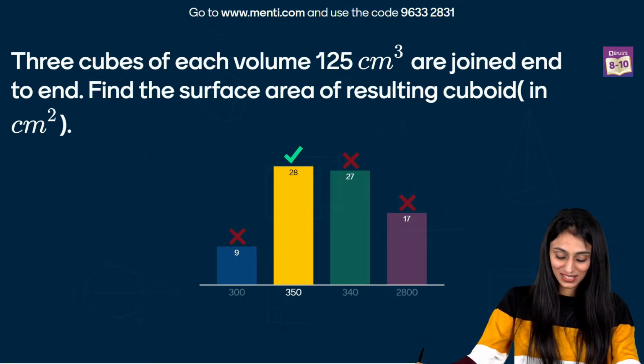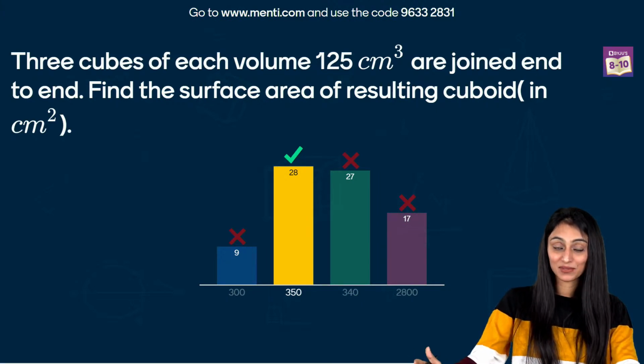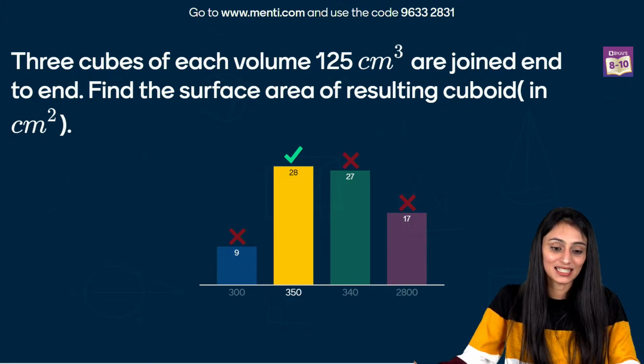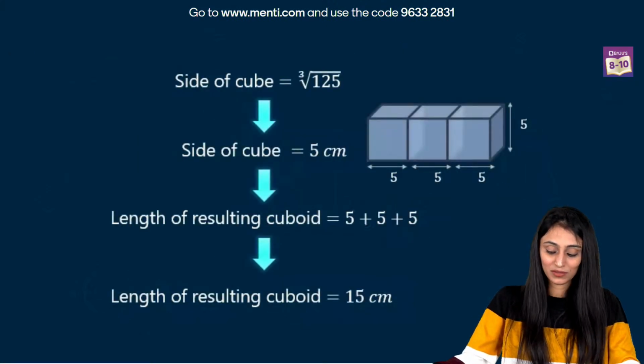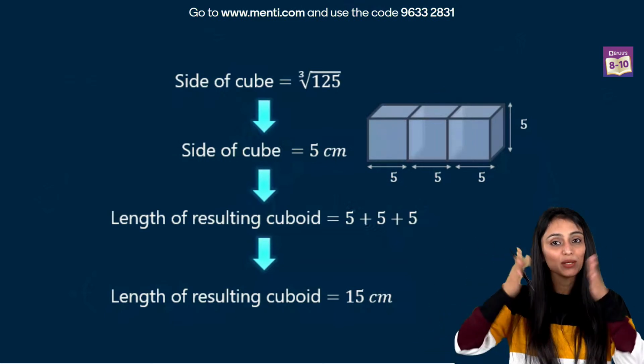Correct answer is 350. But some students are saying 340 and some are saying it's 350 and there is a gap of only one student you can see in between. Some are saying it's 300, some are saying 2800. That means you guys have a lot of confusion in this, right? Or maybe you have done some calculation mistake. Question is saying we are joining 3 cubes together, right? So you get a resulting cuboid.